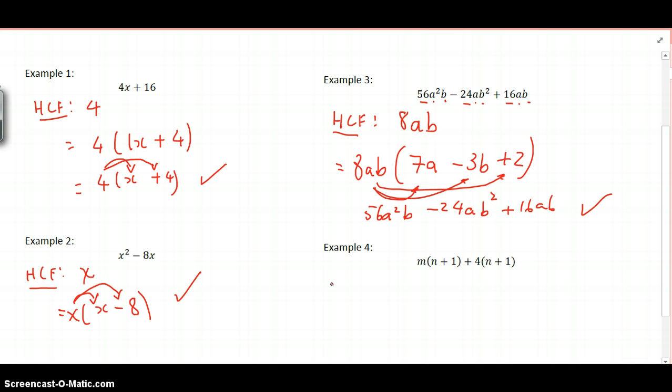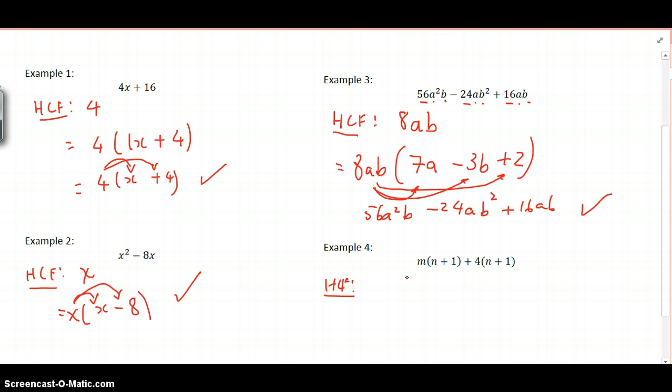Now let's just look at this very last example. This is a good example, but I'd like you to pause this and have a look first. What is common between these two terms? And I reckon you'll be able to do it. Just follow the steps of putting it outside the brackets as soon as you find the highest common factor.